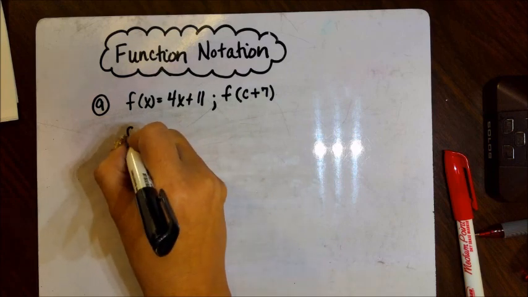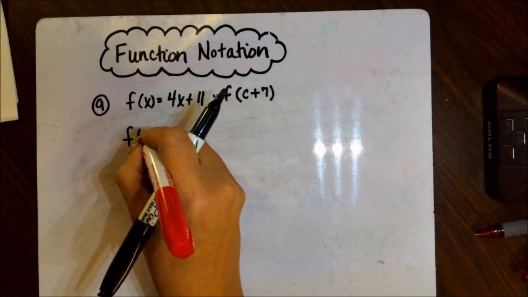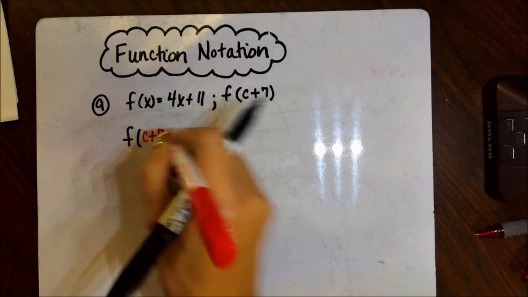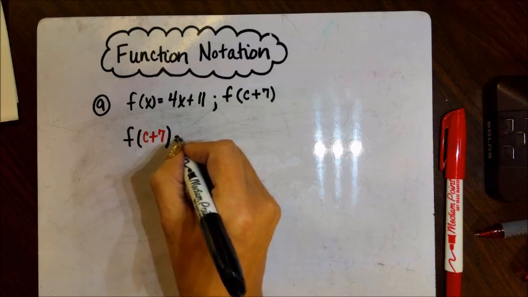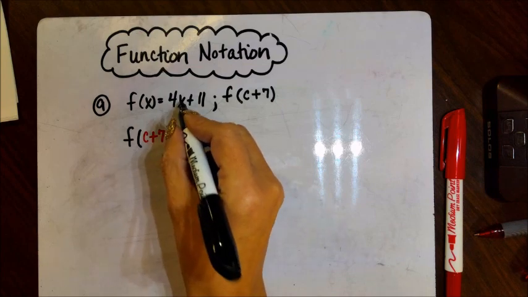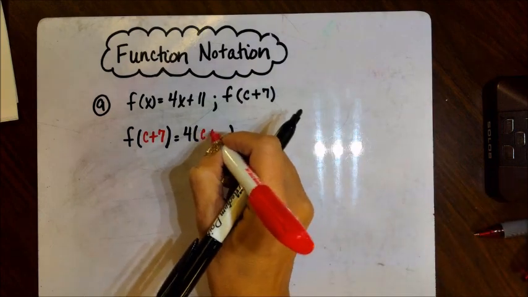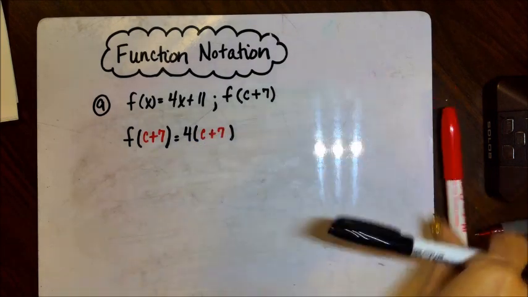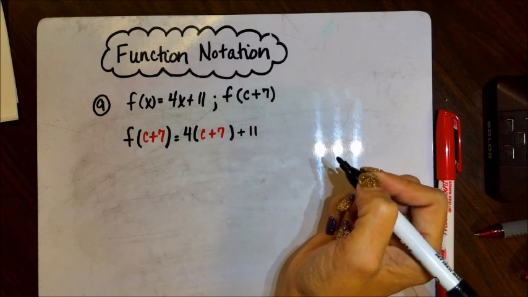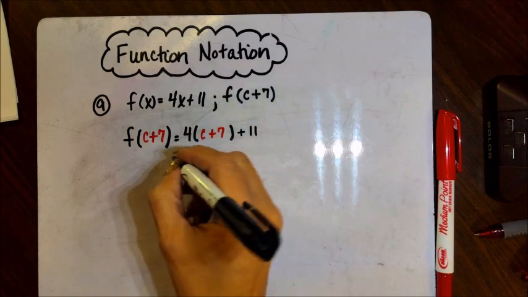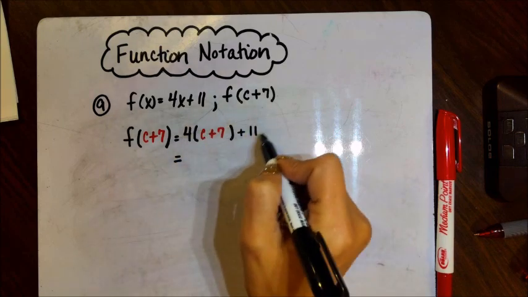So we're going to write this. F of, instead of x, we're going to plug in c plus 7. Equals 4. But instead of x, I'm not putting x now. I'm putting c plus 7 plus 11. Now my answer is not going to be just a number. It's going to have a c in it. So I'm going to have to simplify this.